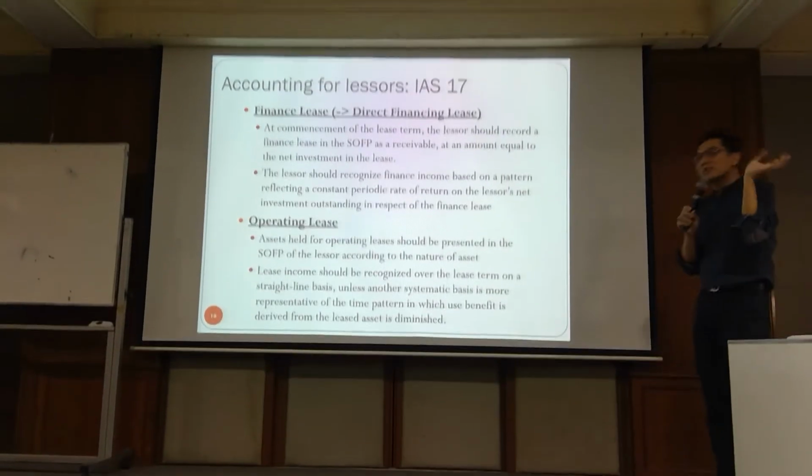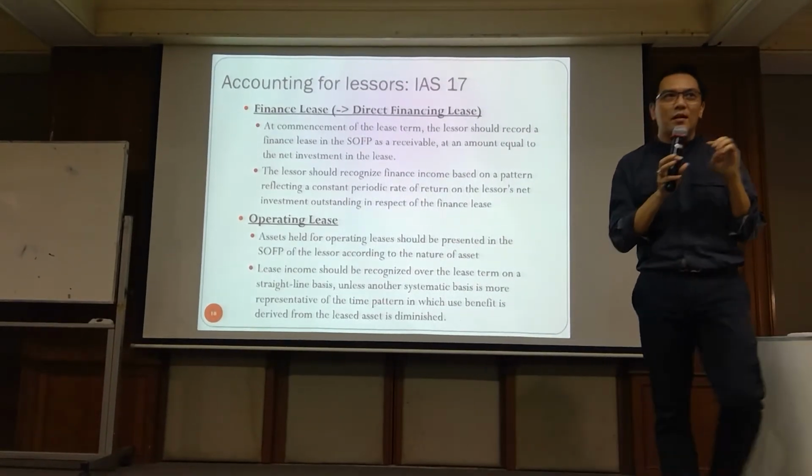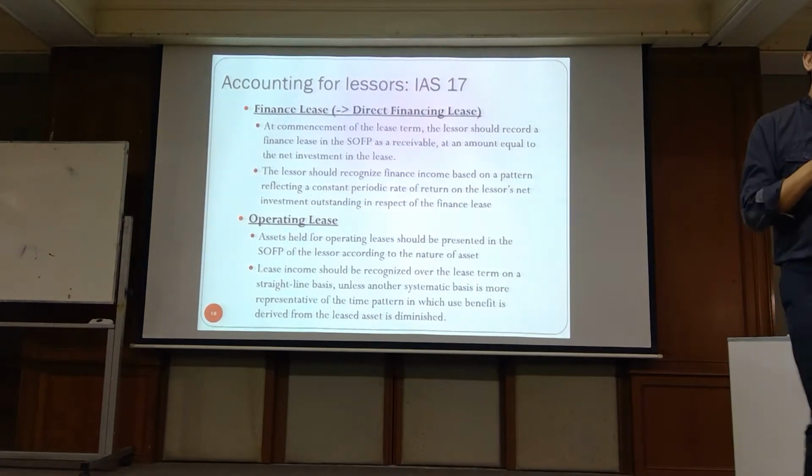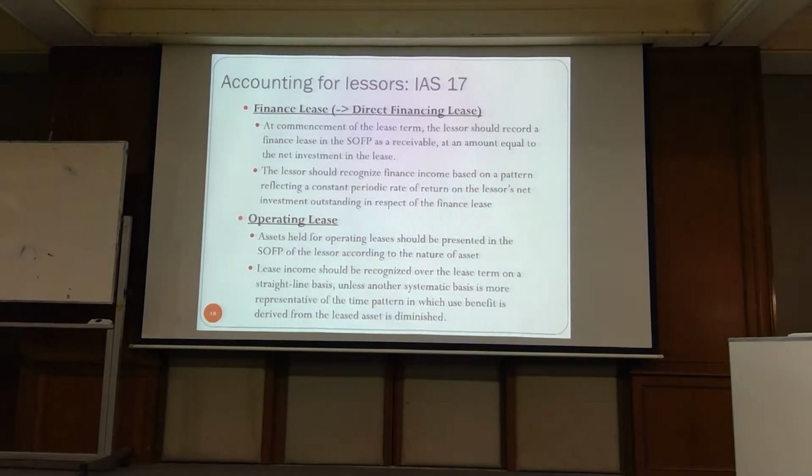Just turn to the other side, which is the lessors. All right, the lessor is based on International Accounting Standard number 17 or even the Chinese Accounting Standard as well. We call this a direct financing lease. Just like we supported the lessee, right?